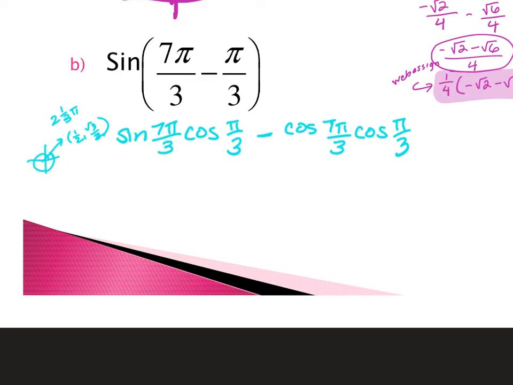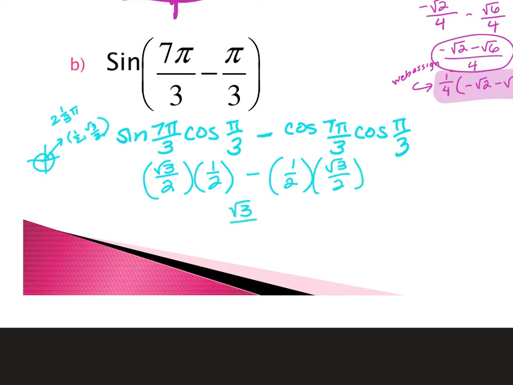And then pi over 3 is the same coordinate point, so I'm using the same coordinate point for both. The sine is root 3 over 2. The cosine is 1/2. The sine is root 3 over 2. I end up with root 3 over 4 minus root 3 over 4, which is 0.